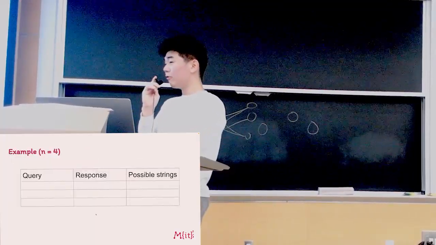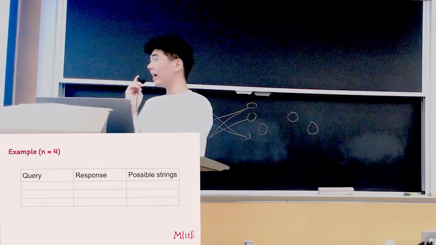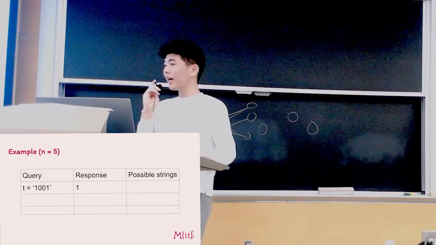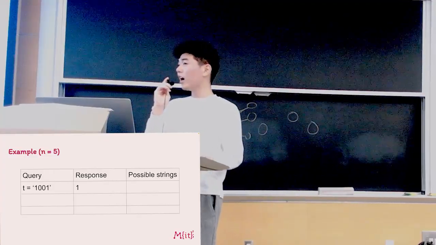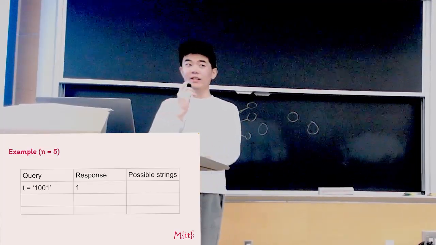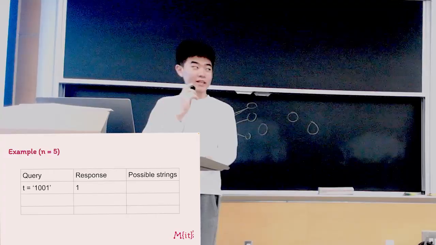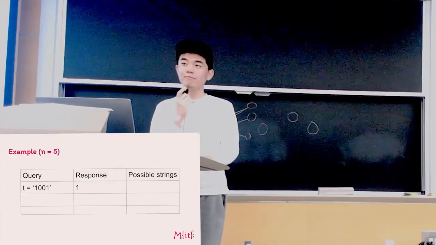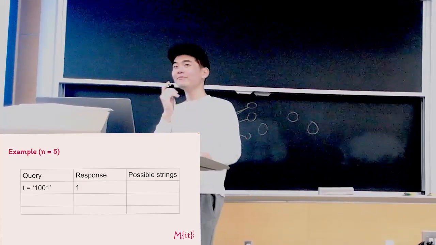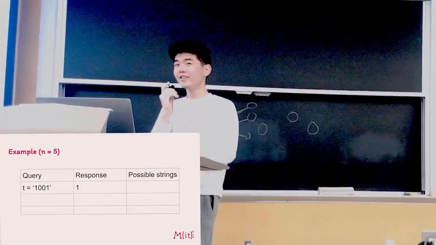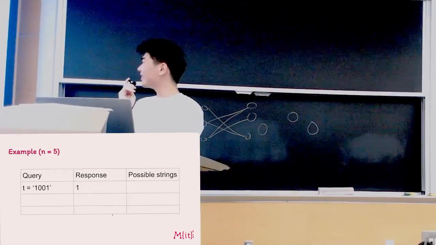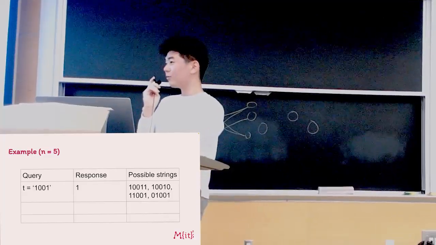Let's say n equals 4, so our hidden string has length 4, and we query the string 1001, and we're told that 1001 appears exactly once as a substring of the hidden string. Now, can anyone tell me what the possible hidden strings are? Like 1001. Yeah. So it's basically all the combinations that contain 1001, right?